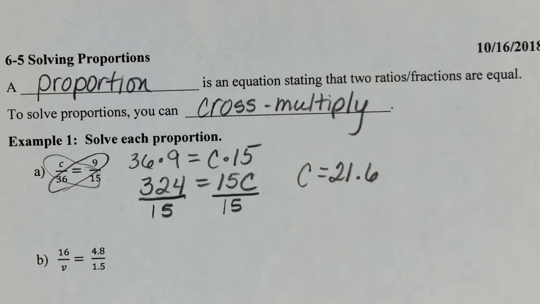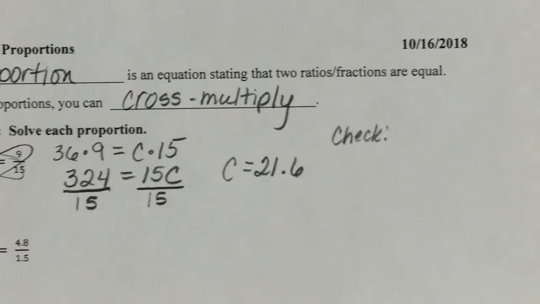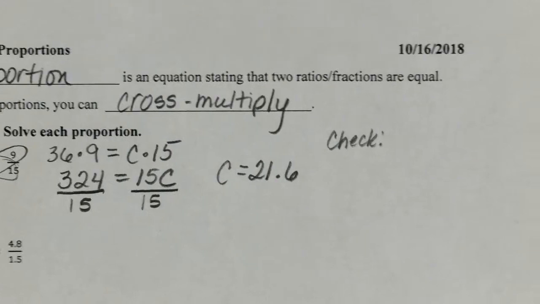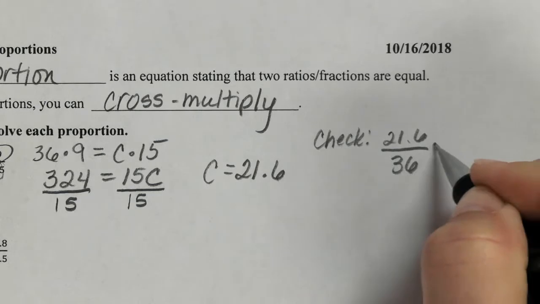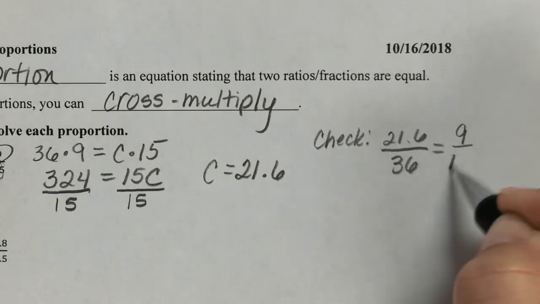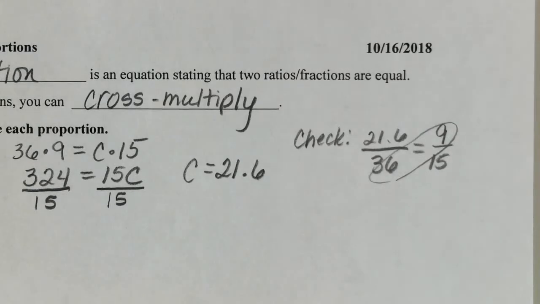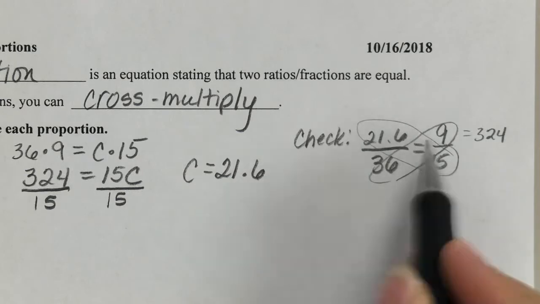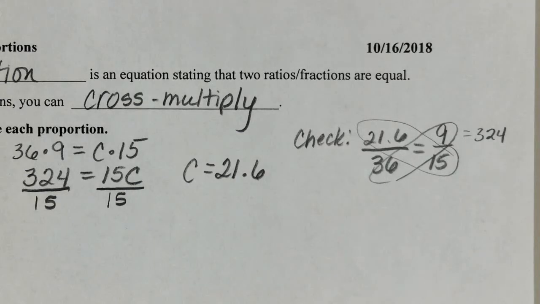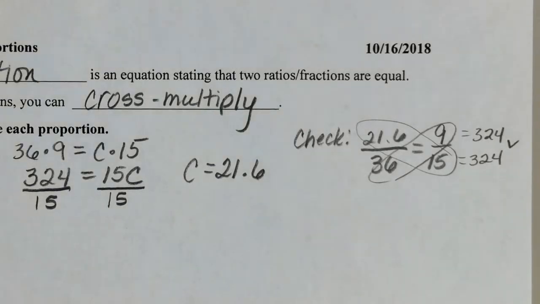Okay? Very easy to check a proportion. Just like we do with our regular equations, we're going to plug in our value for C in the original equation. So 21.6 divided by 36 is hopefully equal to 9 divided by 15. So we use our cross products here to check to see if we have done this correctly. And again, 36 times 9 equals 324. And if I check it going this way, 21.6 times 15 is also 324. So I know that my answer is correct.